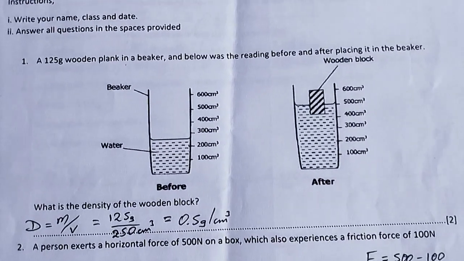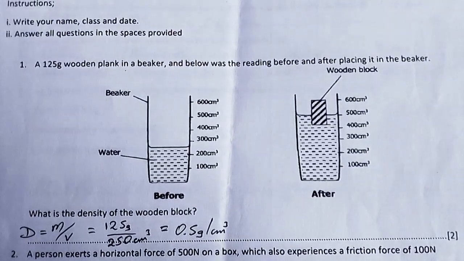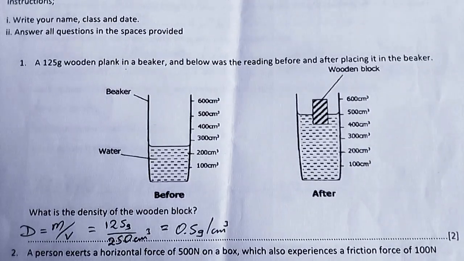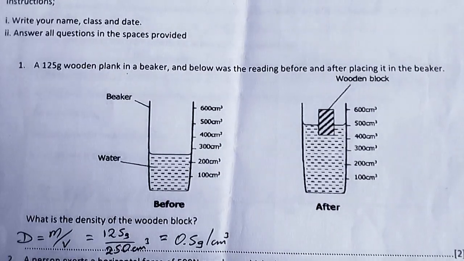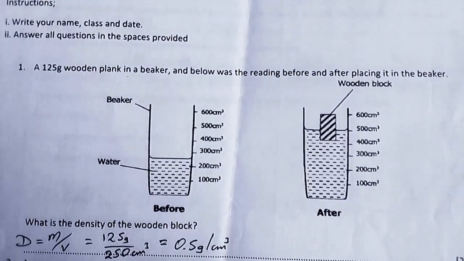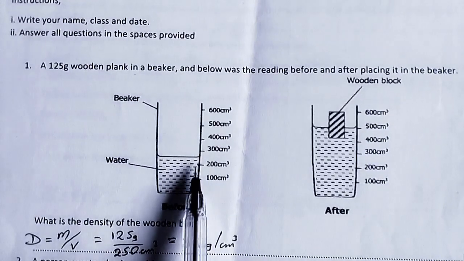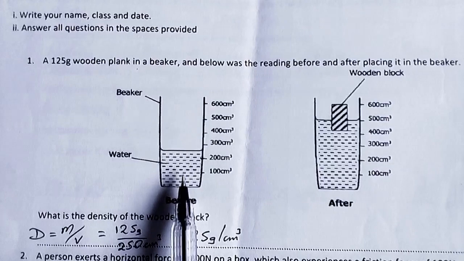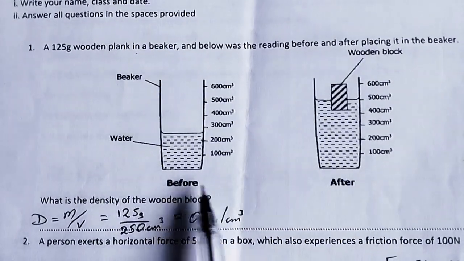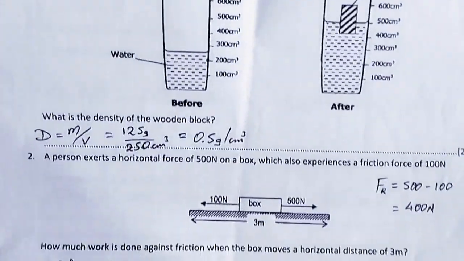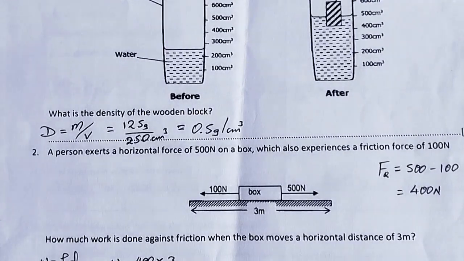This is physics. A 125 gram wooden plank is placed in a beaker, and below was the reading before and after placing it in the beaker. Before placing it, this was the volume of the water. After placing it, that is the level of the water. What is the density of the wooden block?